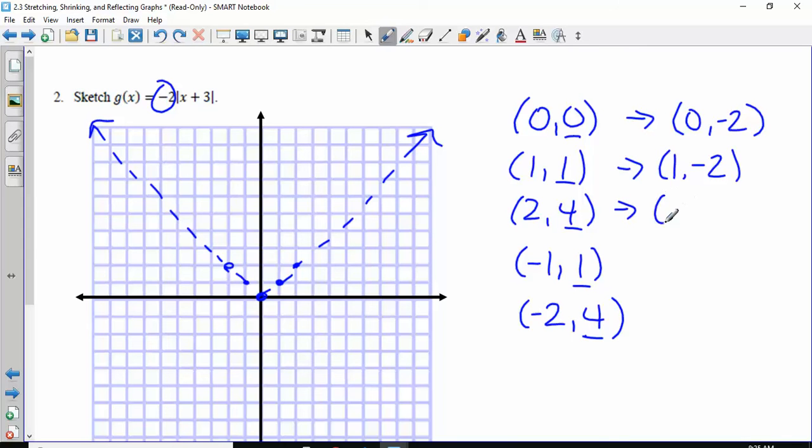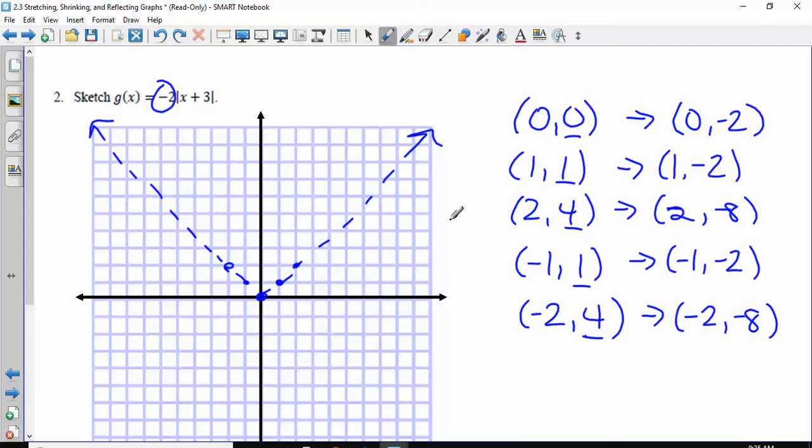Alright, so if all I were doing were the negative 2x, these would be my points. But what else do we have to do here? Left 3. We also have to move to the left 3. So, 0 times negative 2 is still 0. So when I multiply my y by negative 2, it's still here. And then we go left 3. Okay, 1, 1 would flip and move to 1, negative 2.